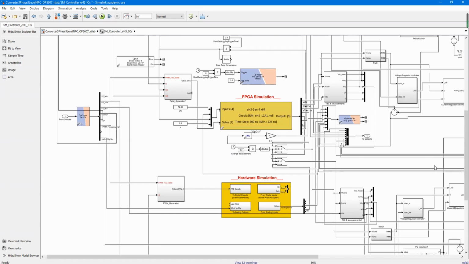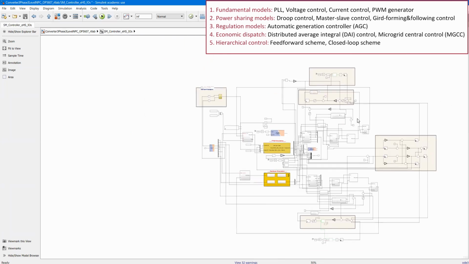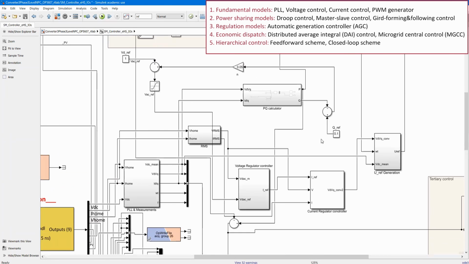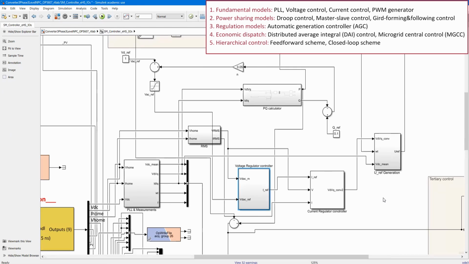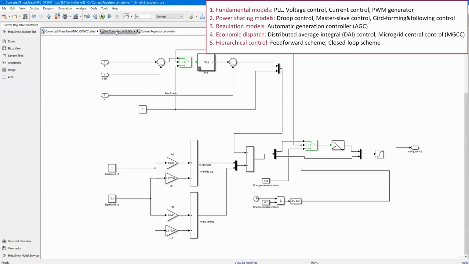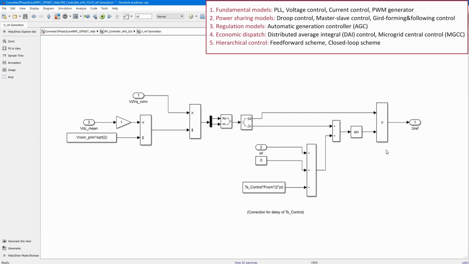Based on the hardware-in-the-loop microgrid, we tested and verified many control methods. Firstly, the fundamental models include phase-locked loops, voltage control, current control, and PWM generators.